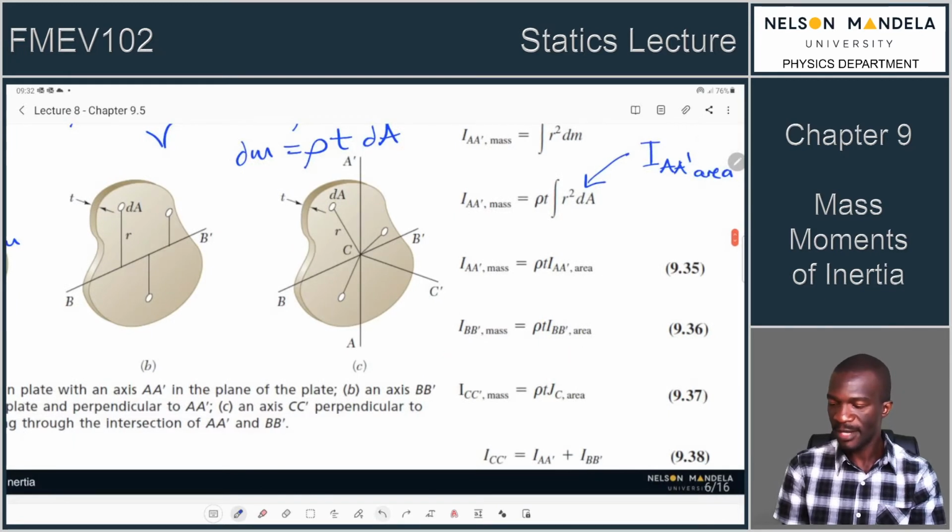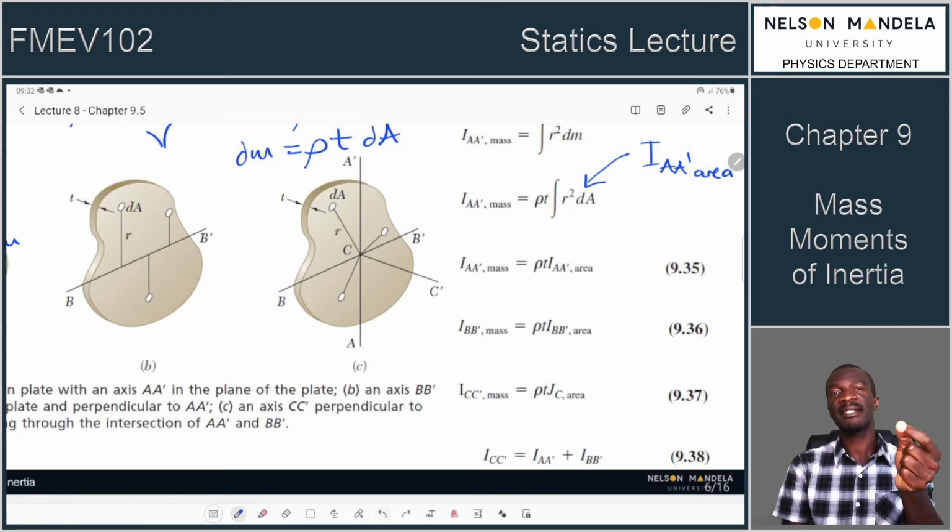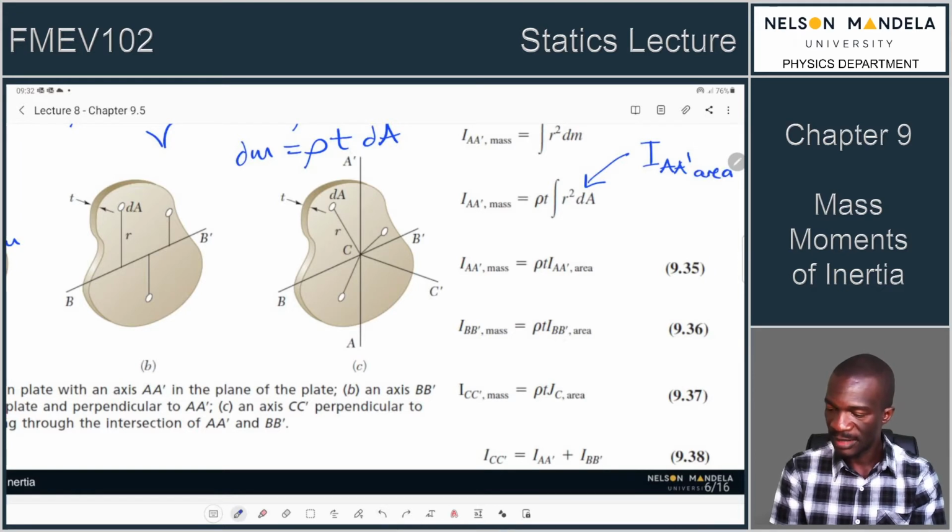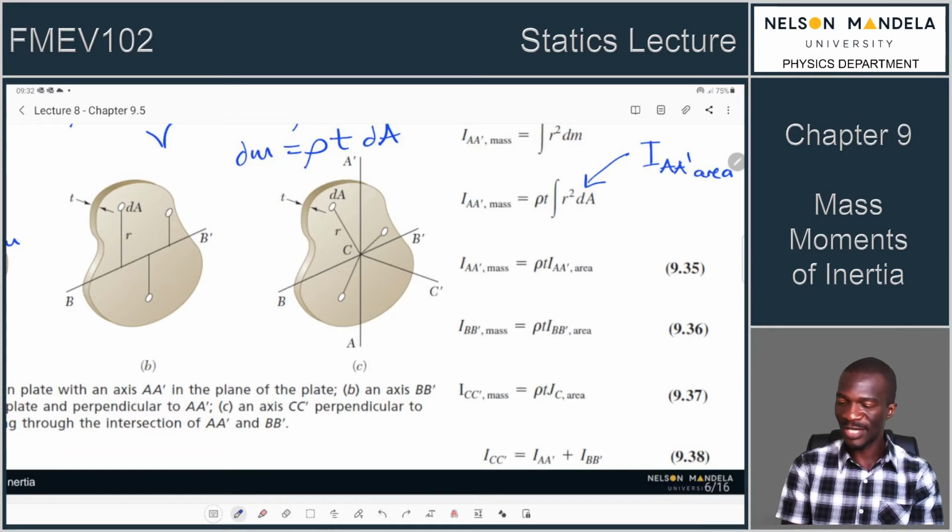9.36 by the same method is simply looking at the B prime axis. So obviously you would need to find your distance of the mass element from the axis, so that you can calculate your moment of inertia about the B prime axis. The same then applies for your C prime axis, and in this case, I guess you can tell that if our object is located at some distance there, and this becomes a radial distance, that actually becomes the polar moment about the C axis.